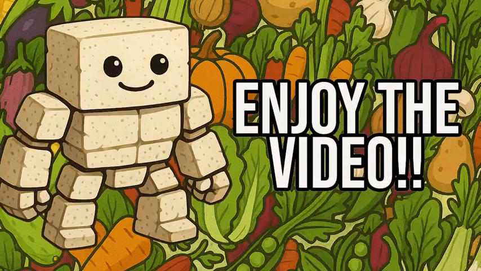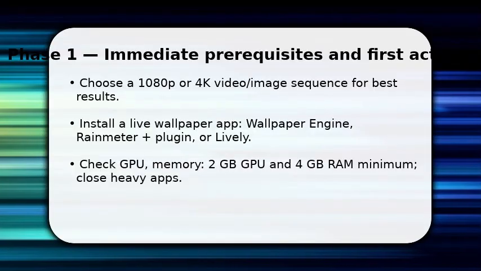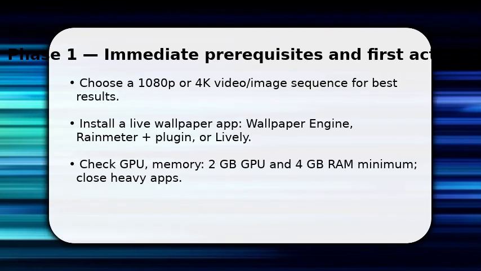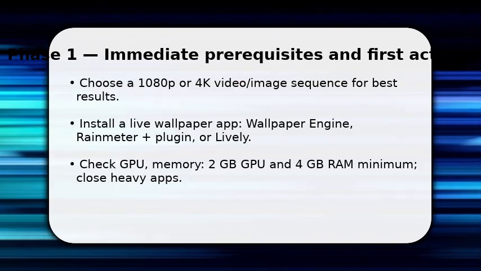Please enjoy the video. You start by picking the media and tool you'll use. Choose a 1080p or 4K clip or animated sequence so scaling looks sharp. Once done, install a live wallpaper program. I recommend Wallpaper Engine, Lively, or Rainmeter with a video plugin because they handle formats and performance. Make sure your system meets minimums, about 2 GB GPU and 4 GB RAM, close background apps.